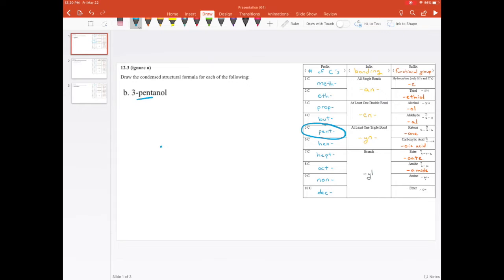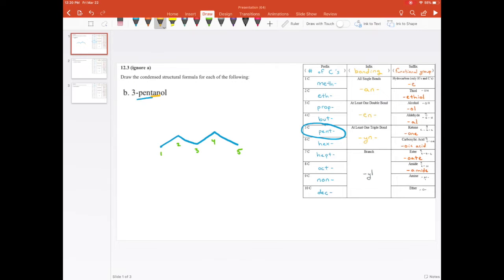So draw a dot, that's your first carbon. 1, 2, 3, 4, 5. It's always good to number it. It lets you make sure that you drew the right molecule in the first place, and also now you know where different things could attach if you need to know that.